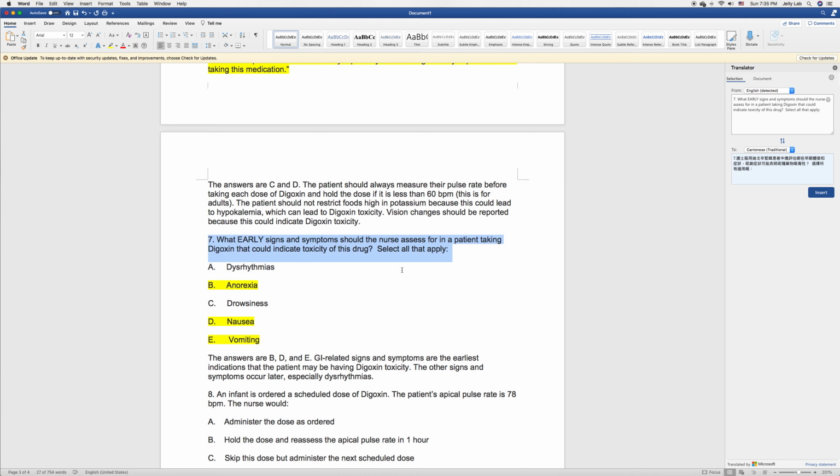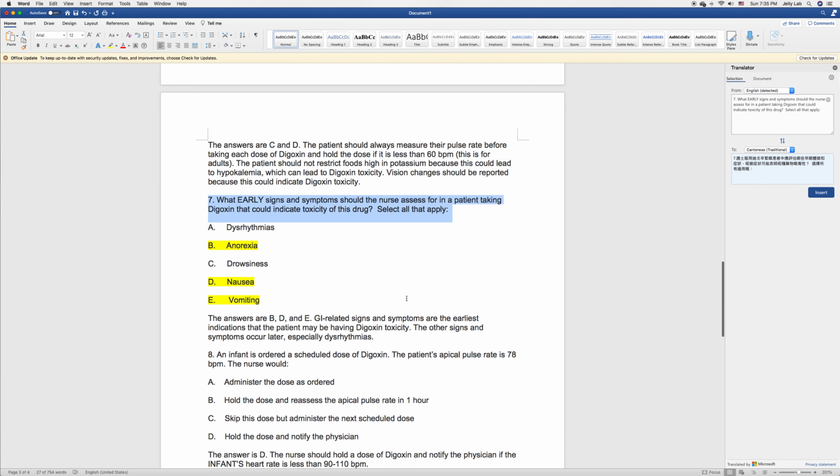What early signs and symptoms should the nurse assess for in a patient taking digoxin that could indicate toxicity of this drug? Select all. The answers are B, D, and E. GI-related signs and symptoms are the earliest indications that the patient may be having digoxin toxicity. The other signs and symptoms occur later, especially dysrhythmias.